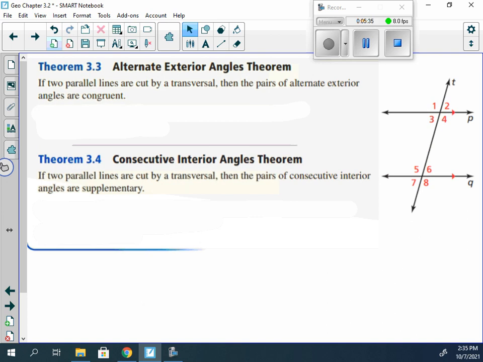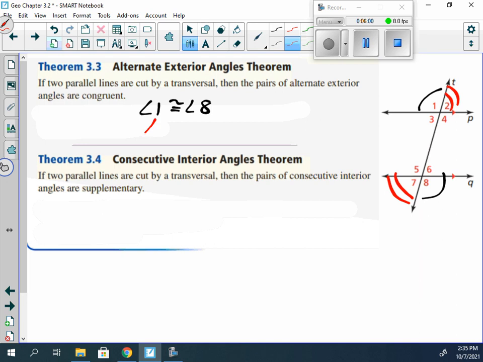Now, the alternate exterior angle theorem: if two parallel lines are cut by a transversal, then the pair of alternate exterior angles are congruent. So looking at this here, that means that angle 1 and 8 would be congruent. We'd also say that angle 2 and 7 would be congruent because they're the other set of alternate exterior angles. So they're going to be congruent.